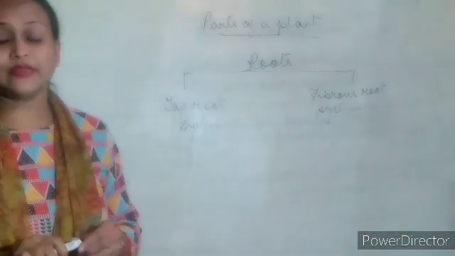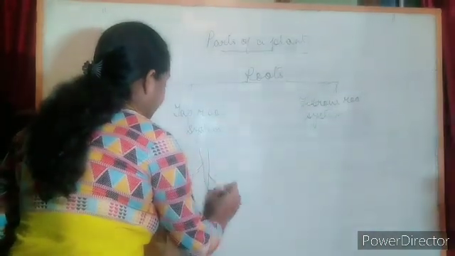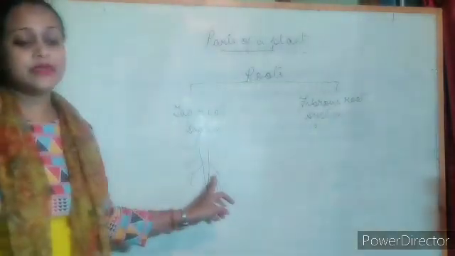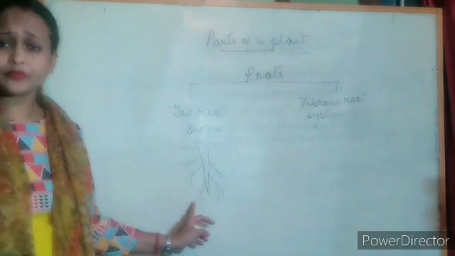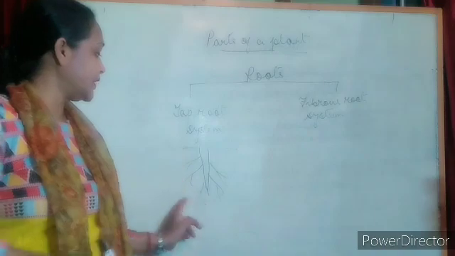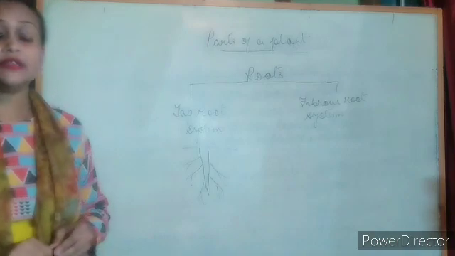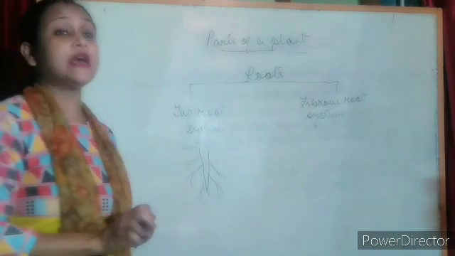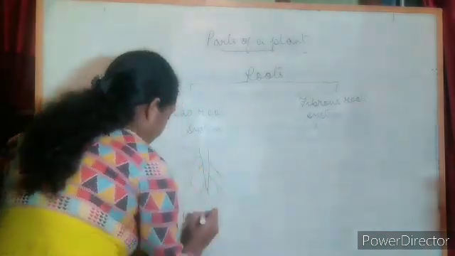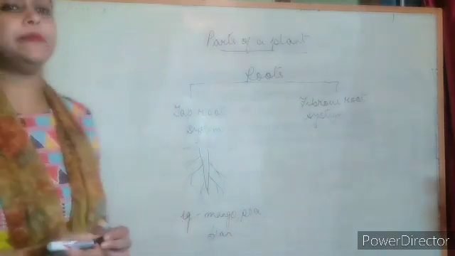In the taproot system, many plants have a main root, and from this main root several other smaller roots grow. So this is the main root from which you can see several smaller roots are growing. This type of root system is known as the taproot system. Examples of plants which show taproot systems are mango, pea, bean, etc.